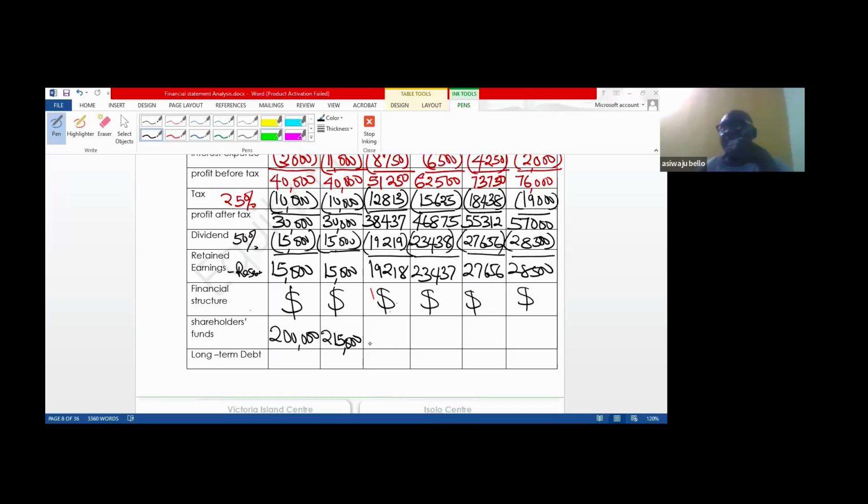What I'm trying to explain is your reserves for year one, you are going to add it to the closing shareholders' fund in the current year. That will now give you shareholders' fund in year one, 200,000 plus 15,000. That will give me 215,000. For year two, 19,218 plus 215,000.